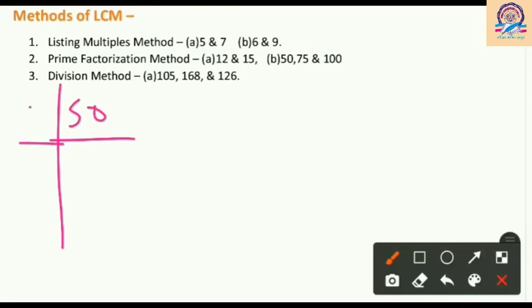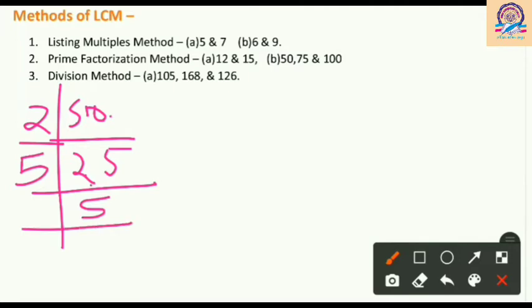Here is 0, so it is divisible by 2, because 2 is a prime number. So 2 twenty-fives are 50. Now here is 25, and 2 and 3 cannot divide 25. So which number can divide? 5. Yes, 5 fives are 25. Then 5 ones are 5. You got 1 here, you don't need to divide it more.